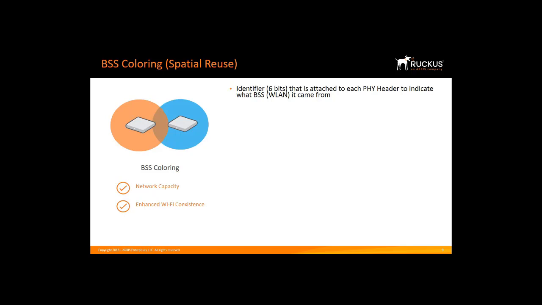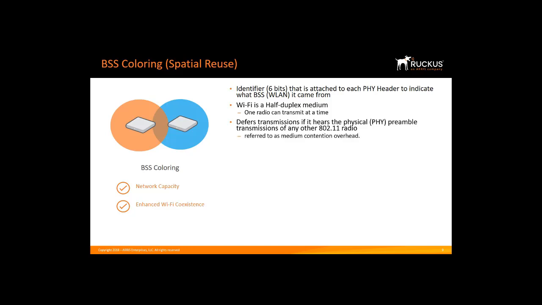Another 11AX feature is the addition of color. 11AX supports a feature called Basic Service Set, or BSS Color, which is a 6-bit identifier that is attached to each PHY header to indicate what wireless LAN it came from. Since Wi-Fi is a half-duplex medium, meaning that only one radio can transmit on a frequency domain or channel at any given time, an 802.11 radio will defer transmission if it hears the PHY preamble transmission of any 802.11 radio at a signal detect, or SD, threshold of 4 decibels or greater. This is referred to as medium contention overhead.